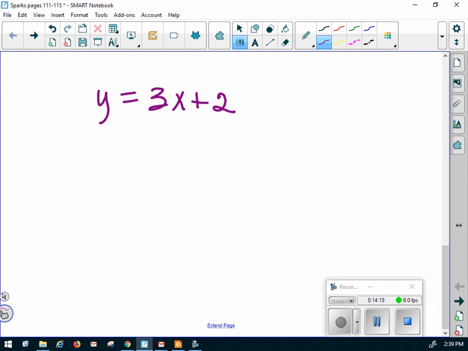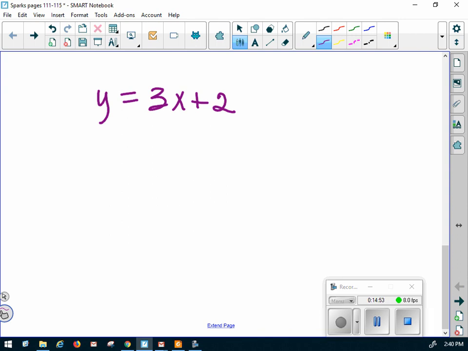Without doing the algebra, can you come up with a way to undo this and just end up with the x? Now keep in mind, this says y equals 3x plus 2. Using order of operations, what happened first? What would you deal with first? The multiply. You multiply by 3. And then add 2. If you want to undo it, you have to go backwards.